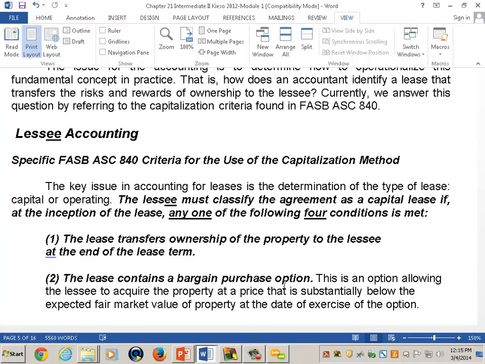Okay, so if you meet any one of the 4 conditions, and this is for the lessee only, lessor has a separate set of conditions. If you meet any one of the 4, it is a capital lease. It's on the balance sheet using the capitalization method. If you don't meet any, it is an operating lease. And let's look at the conditions. The first 2, I think, are obvious: transfer of ownership and a bargain purchase option.